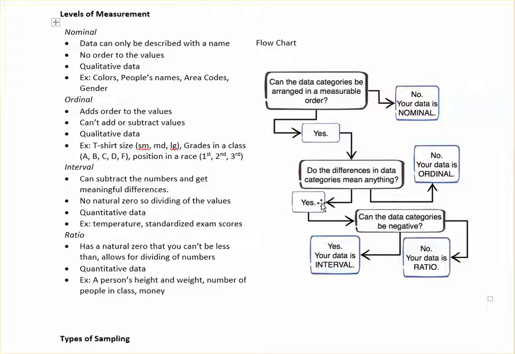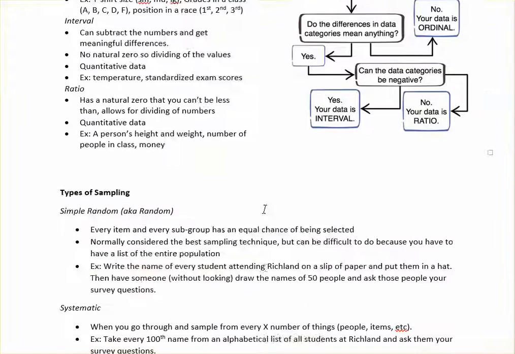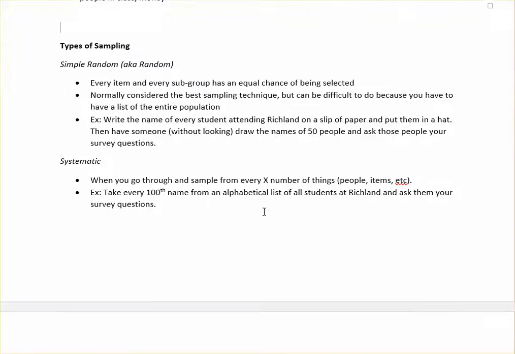If it's yes, you then ask, can the data categories be negative? So remember, negative would be like temperature. If so, your data is interval. If not, your data is ratio. So that's just kind of a handy flow chart to help you work through it and better understand it. So moving along, types of sampling.